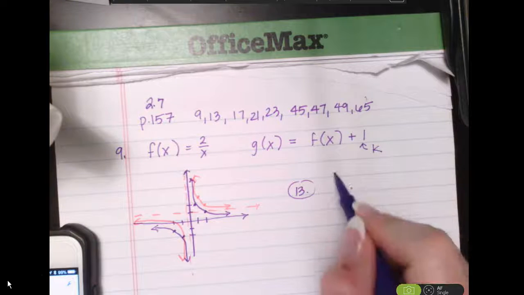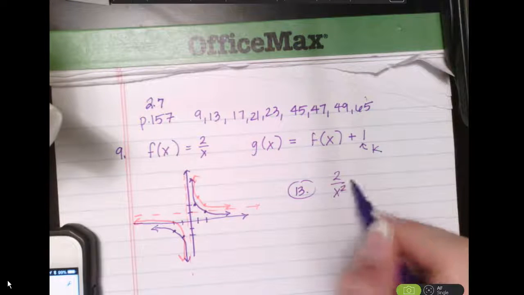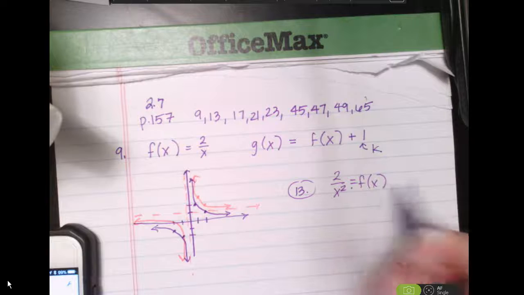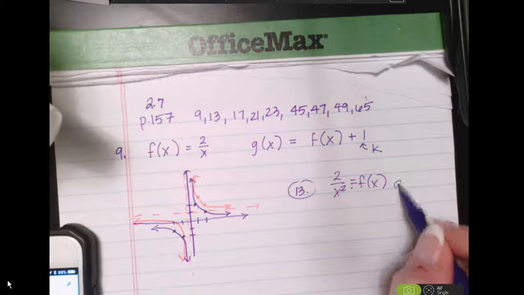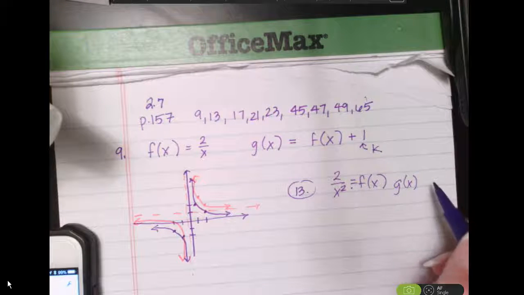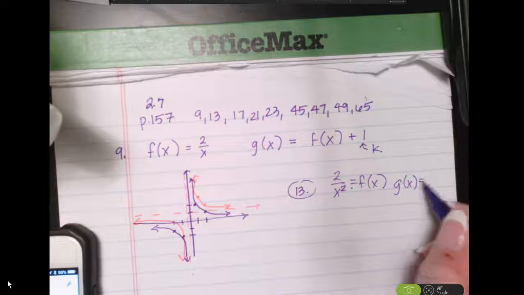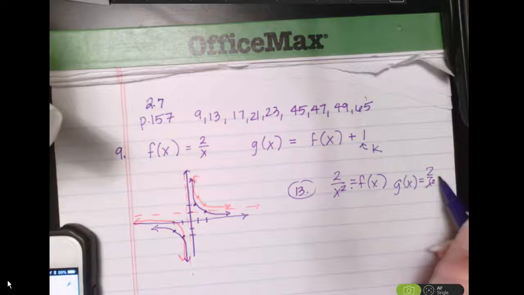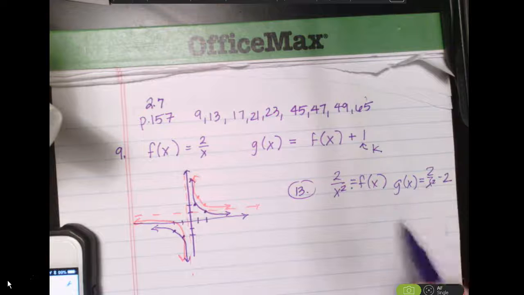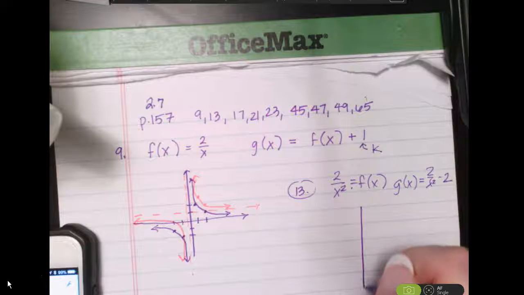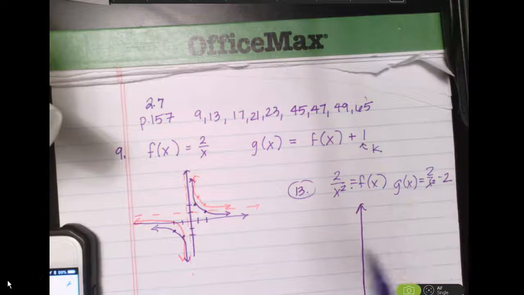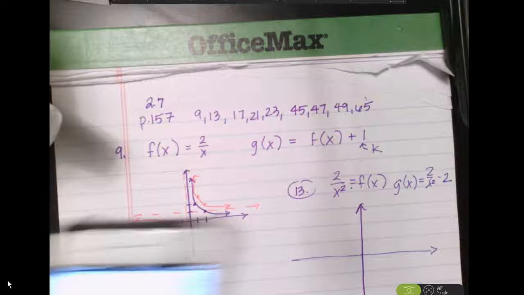Okay, and then in number 13, we're going to have a similar type of situation. Here the original function is 2 over x squared. And then the transformed function will be 2 over x squared minus 2. So again, I'm going to predict that that's going to go down 2, since that is in the k position. And then let's take a look at what 2 over x squared looks like.